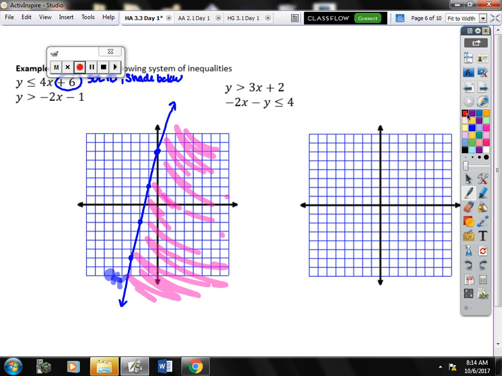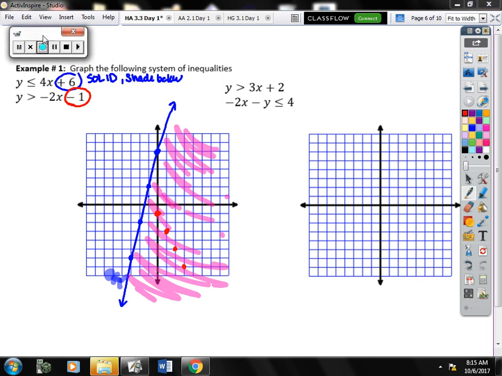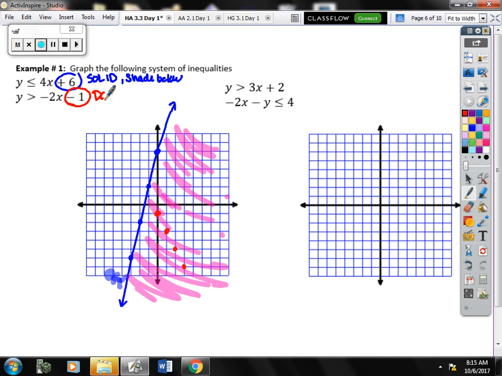Then we're going to graph the second inequality. This one starts at a -1 y-intercept. And our slope is -2, so I'm going to count down 2 and to the right 1. Down 2 and to the right 1. This one is going to get a dashed line. And we're going to shade above.